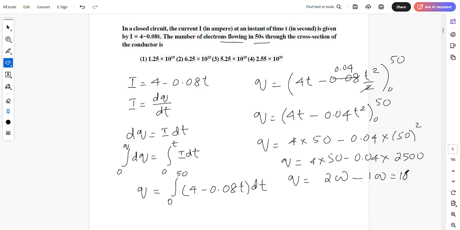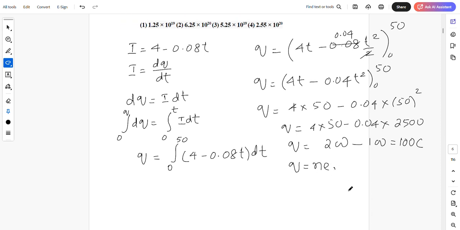q is equal to 200 minus 0.04 into 2500, which is 100. So this is 100 coulomb. Now what you have to calculate is the number of electrons. We know Q is equal to N into E. How will you calculate n?